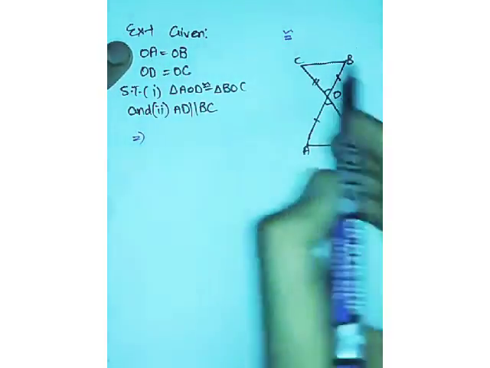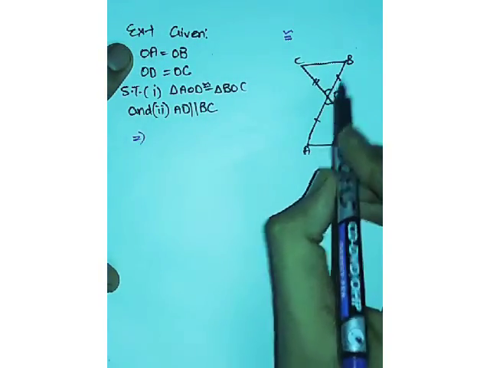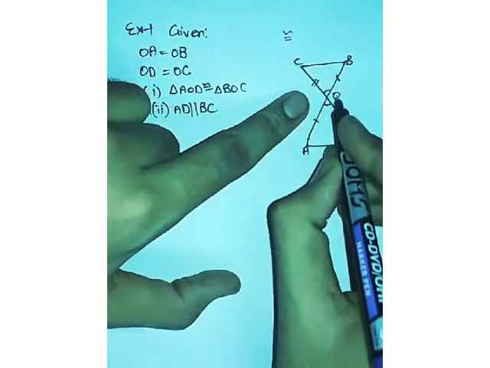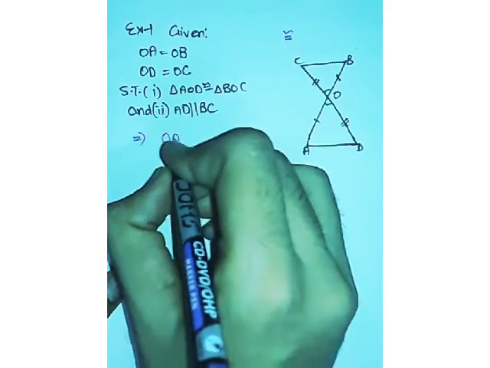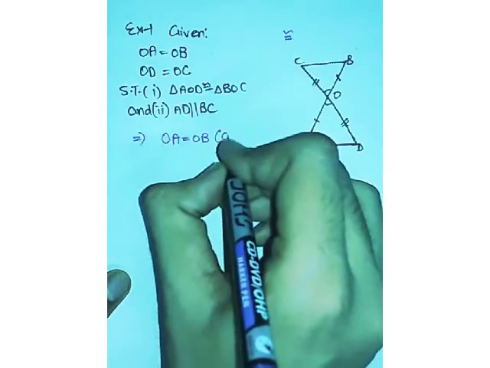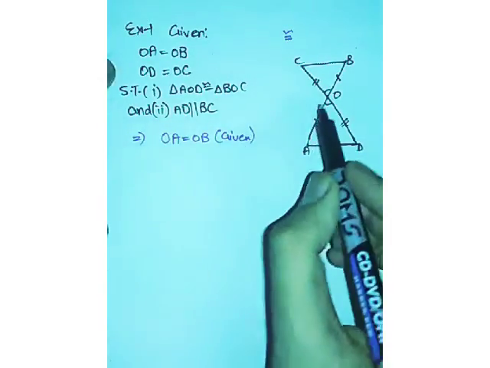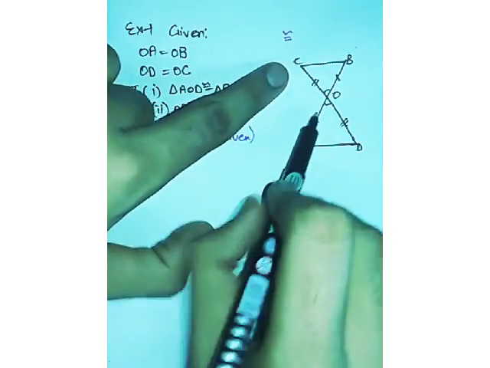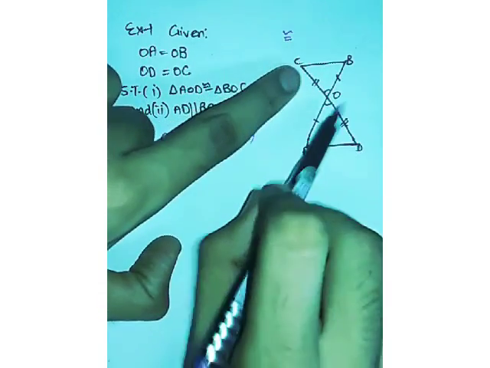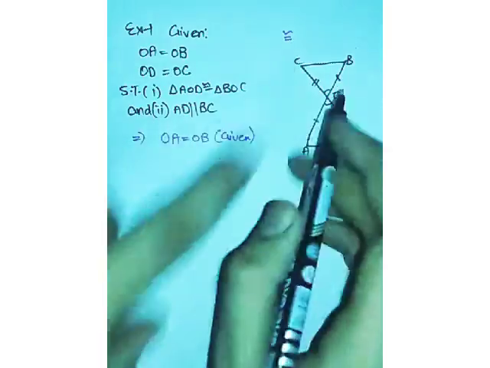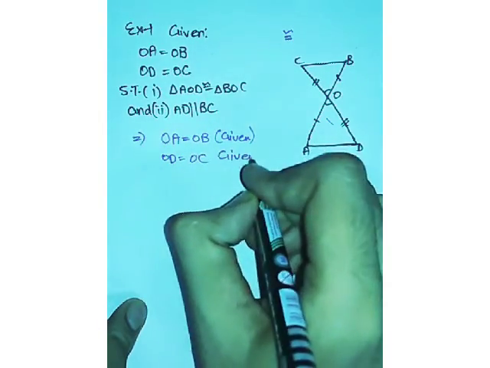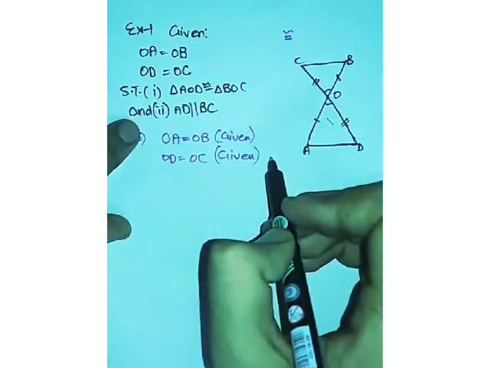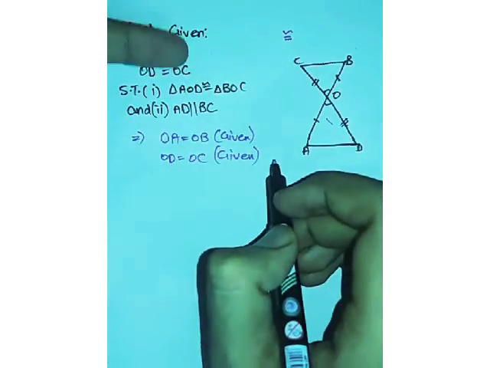It is already given that OA is equal to OB. Now OA is a side of this triangle, OB is a side of the other triangle. So the first condition is this: OA is equal to OB. It's already given. Second, OD is equal to OC. Now OD is again a side of this triangle and OC is a side of the other triangle. So OD is equal to OC. That's also given. Now S and S are proven. We have to prove the A as well.